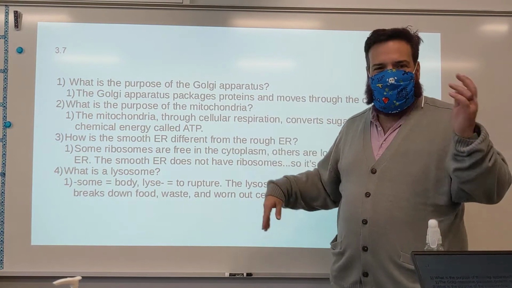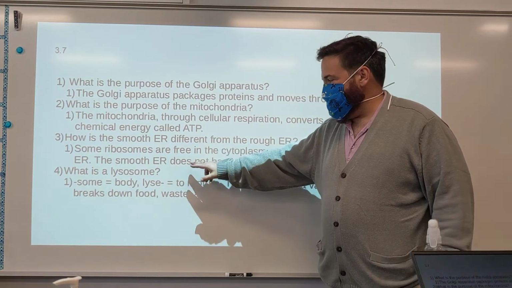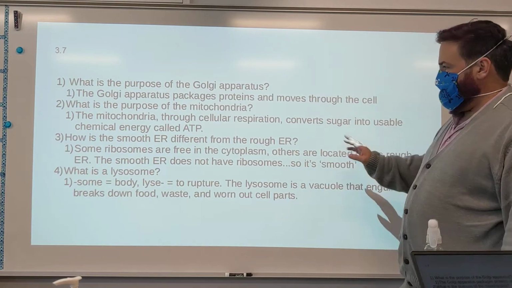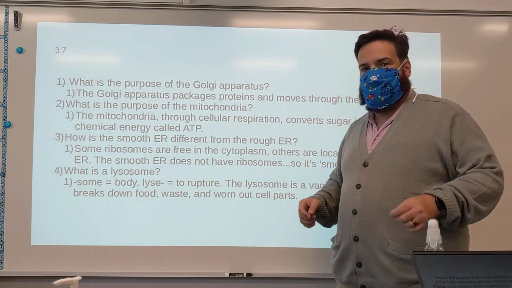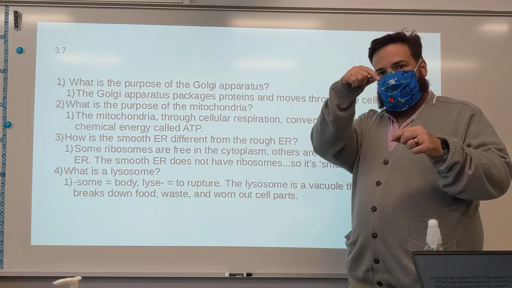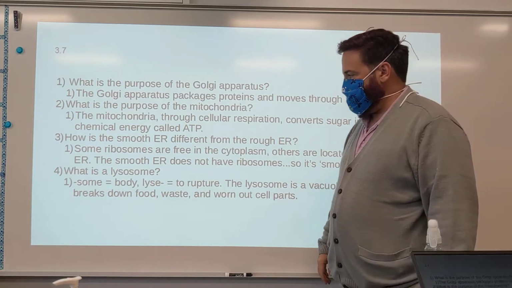Every cell has some ribosomes that are just out in the cytoplasm. But smooth ER has no ribosomes on it. And then the rough ER has ribosomes on it. Think like a nerds rope. You know, you've got the taffy and then you have the nerds stuck on it. So the nerds are the ribosomes.